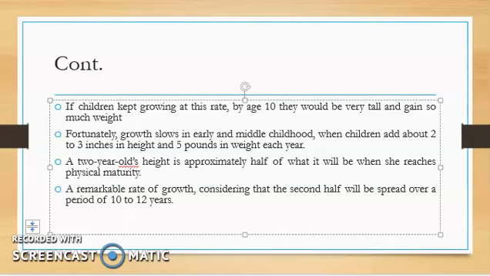A 2-year-old's height is approximately half of what it will be when she reaches physical maturity. So a 2-year-old child is at half of the full height. A remarkable rate of growth, considering that the second half will be spread over a period of 10 to 12 years. So the second part of height is gained in 10 to 12 years, which is very much slower.